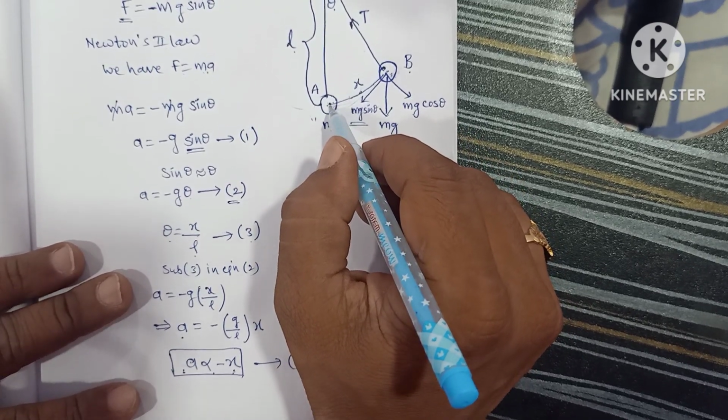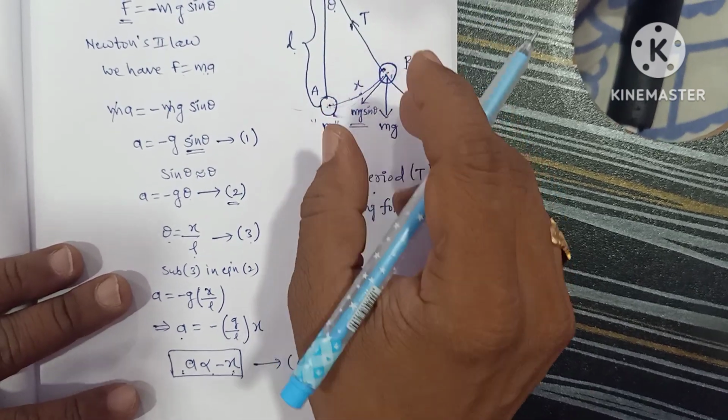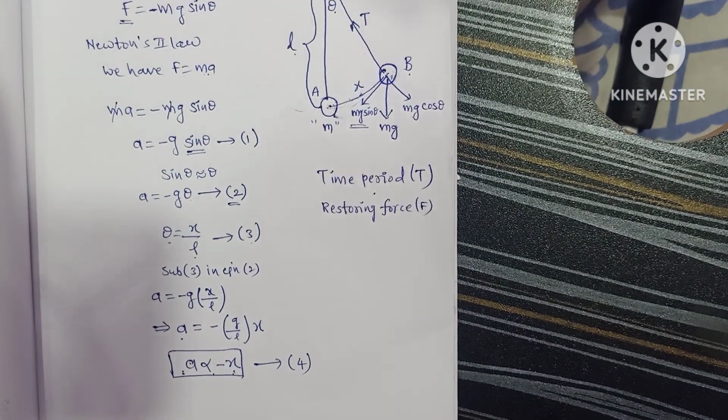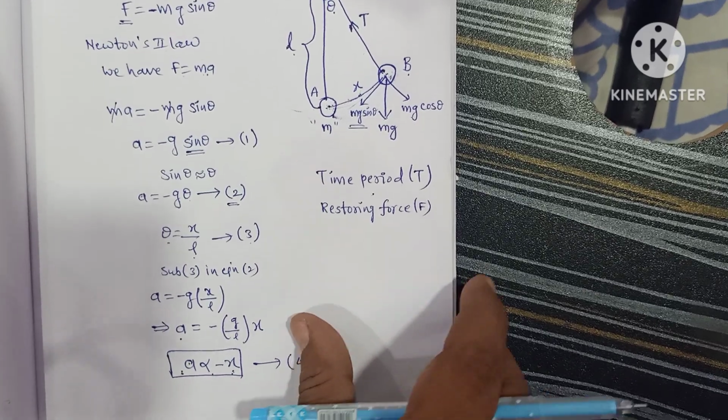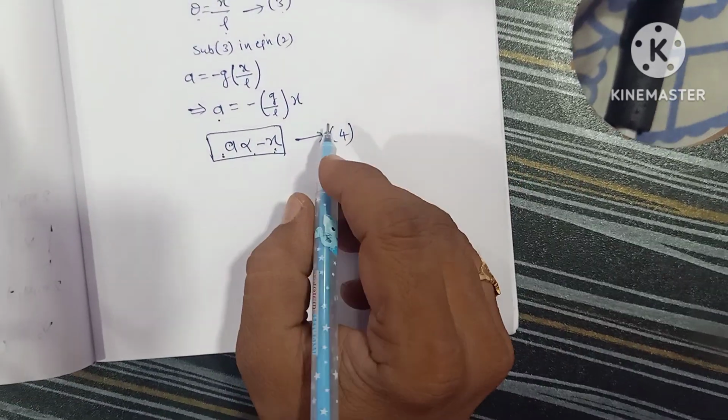So acceleration is towards mean position, but displacement is towards extreme position, so both are in opposite direction but directly proportional to each other. So condition is satisfied, so we say that the motion of simple pendulum is simple harmonic.